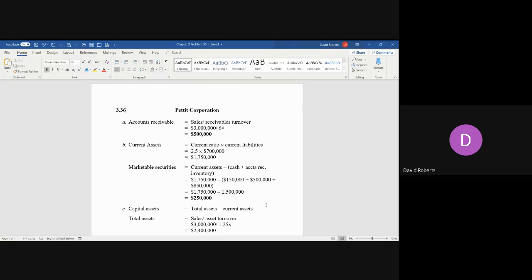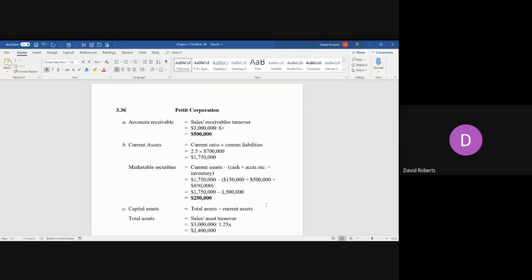Now that's made up by, as you can see, cash, accounts receivable, and inventory. So we need to subtract the cash balance of 150,000 from the 1.75 million. We also need to subtract the 500,000 and the 850,000 from inventory. The 500,000 comes from part A, by the way. That's the AR balance. So what are we left with?